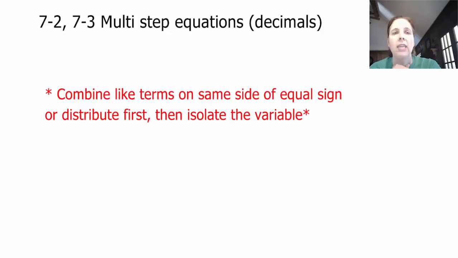Okay, so the key here is to combine like terms on the same side of the equal sign, or distribute first. So you might have to distribute, you might be combining like terms, but you do everything that's on the same side of the equal sign, then you isolate the variable by solving. Okay, so that's the key. We'll just start doing some examples.